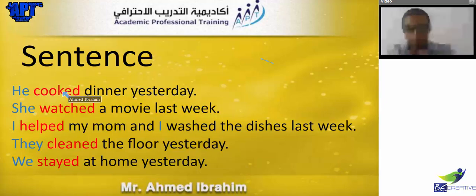We have two types of verbs. The first type is called the regular type, the normal one. What is the regular? The regular is simply, if I want to make the verb in the past, I add ed to it, as you can see here. Like the verb cook in the past becomes cooked. The verb watch in the past becomes watched. The verb help in the past becomes helped.